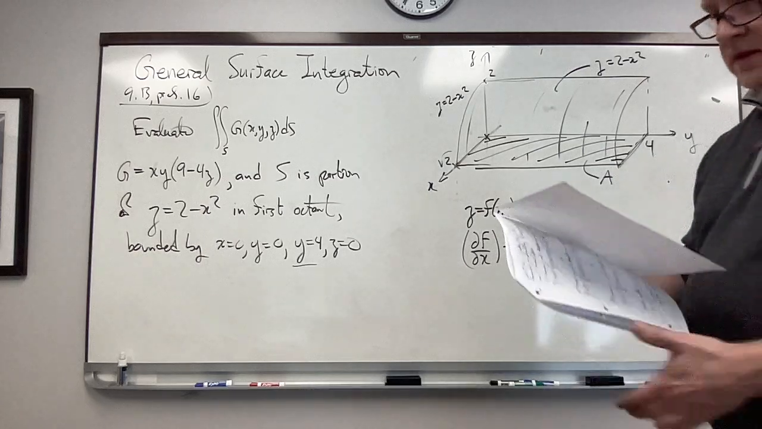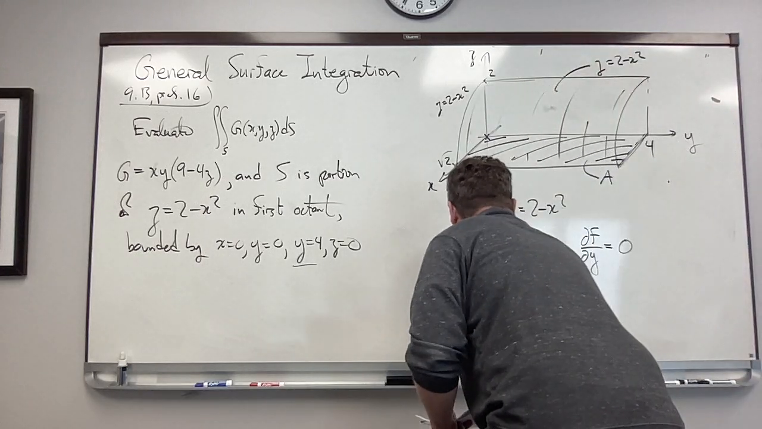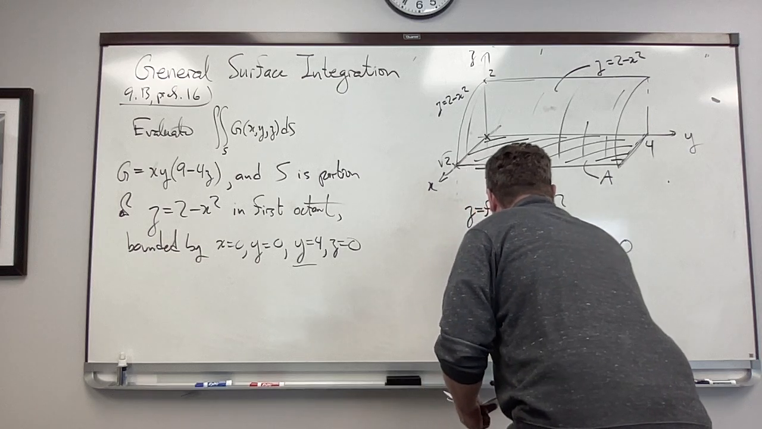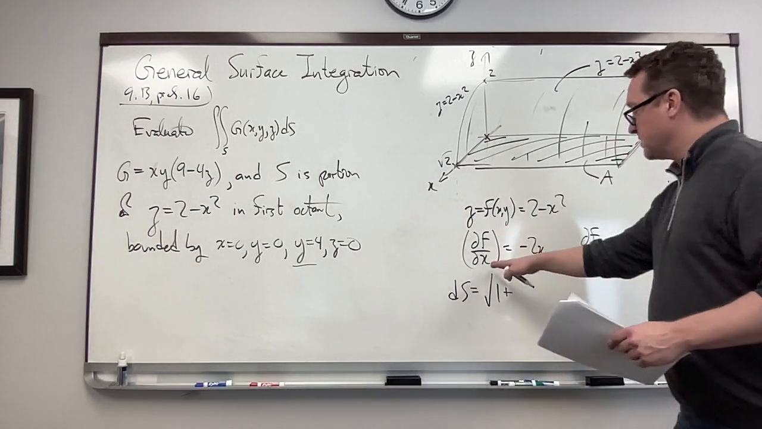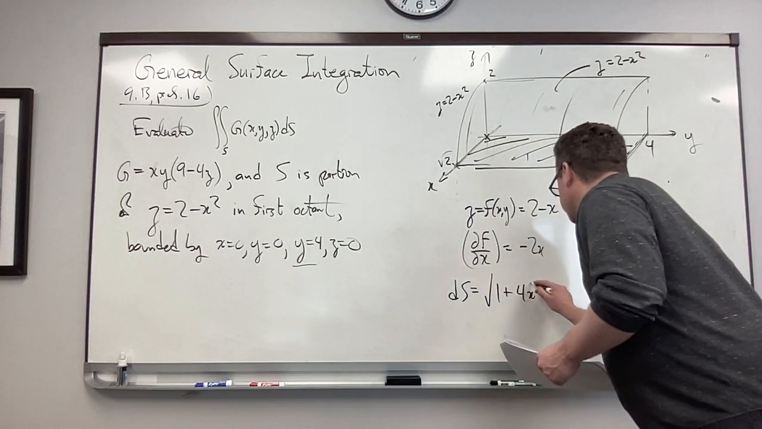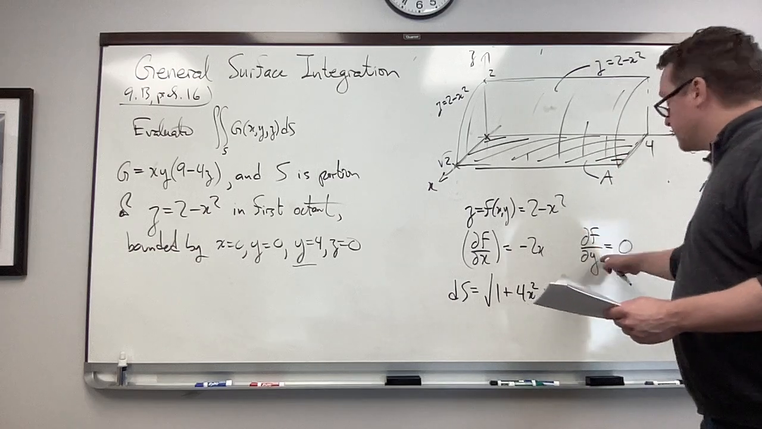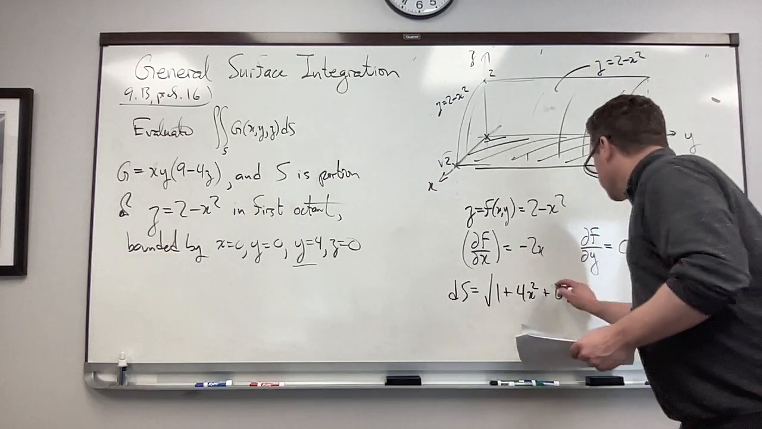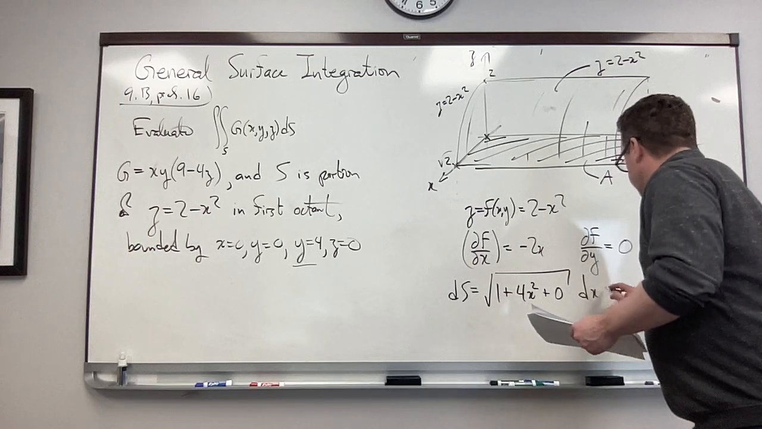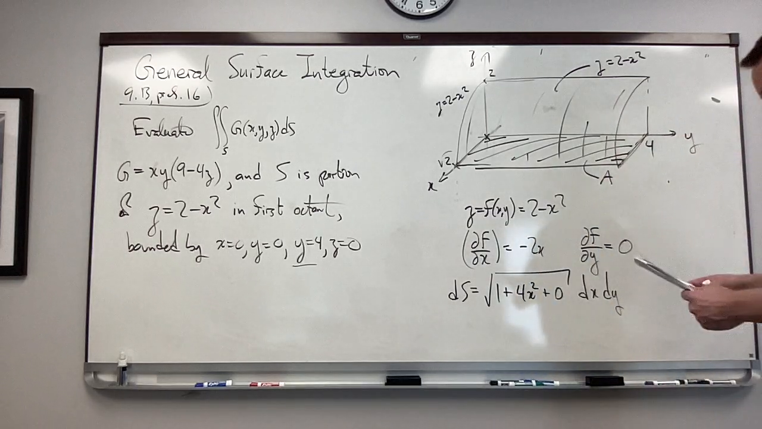So our surface element will look like the square root of 1 plus the partial of the surface with respect to x squared, so that becomes 4x squared, plus the partial of f with respect to y squared, which is 0. And we have dx dy.